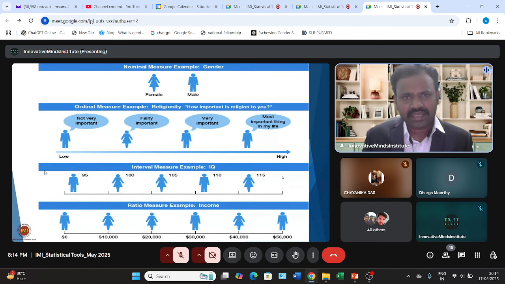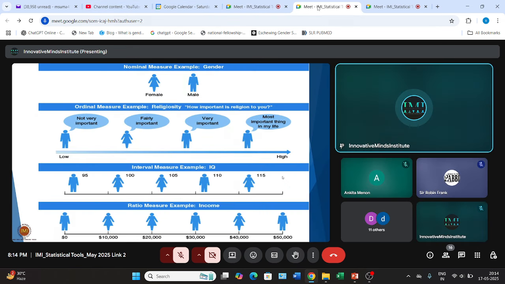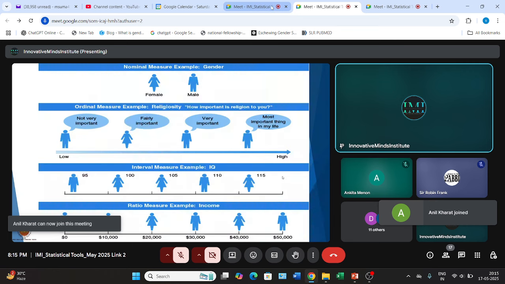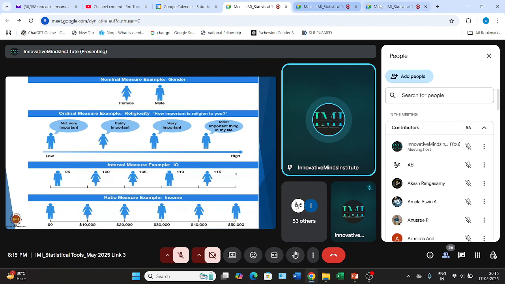These are some other examples, right? Gender, male, female, only classification. It's nominal. Then ordinal means some Likert scale and other scales are there, no? Like low, high. There is a hierarchy, right? Low, medium, high. There is a rank order, right? These are all examples for the ordinal level of measurement.